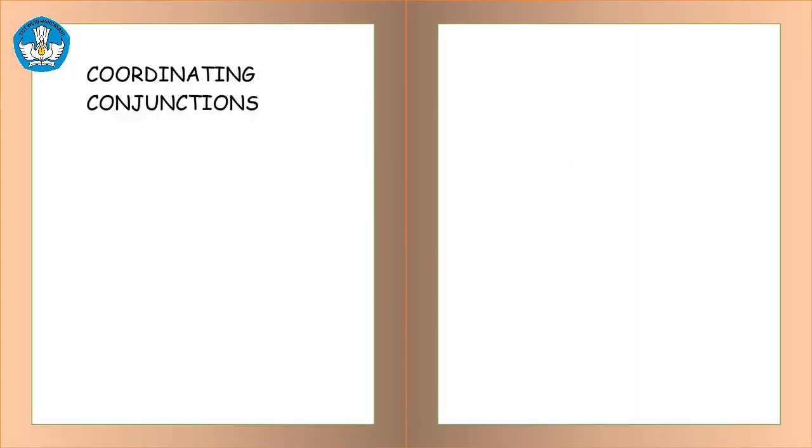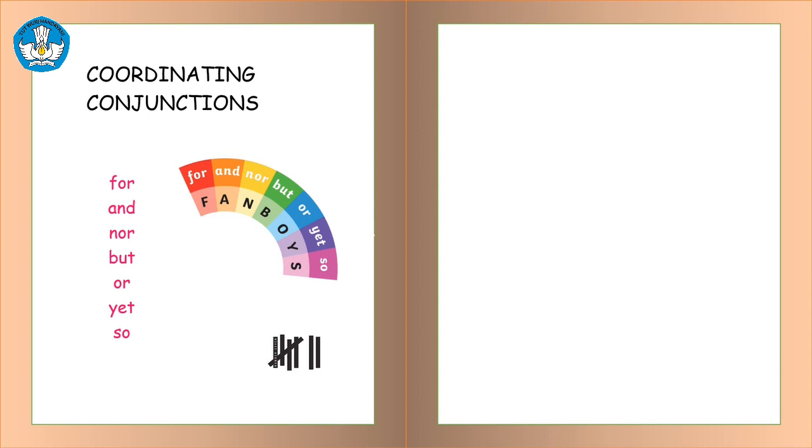The words that are used in coordinating conjunctions: for, and, nor, but, or, yet, so. There is a famous acronym for this. It is called FANBOYS. Now let's see the coordinating conjunctions in sentences. The first one, Didi was here yesterday. Ali was here yesterday. We can put it together. Didi and Ali were here yesterday.